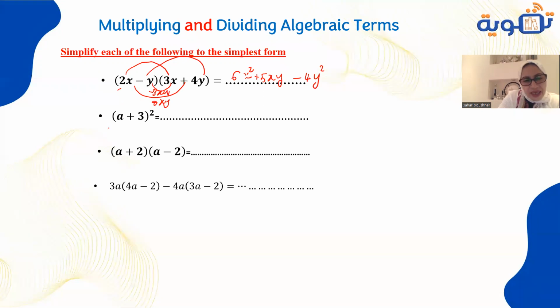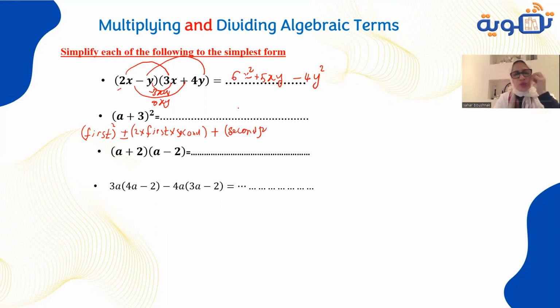Okay. In this case, I have a rule. First term to the power 2, plus 2 multiplied first by second, plus the second term to the power 2, plus or negative depending on the sign here. So first to the power 2 is a to the power 2, because a times a. Then 2 multiplied by 3 multiplied by a will be 6a, plus 3 multiplied by 3, which will be 9.